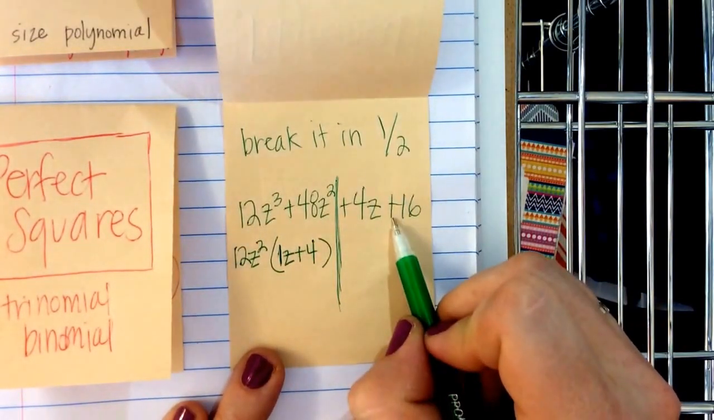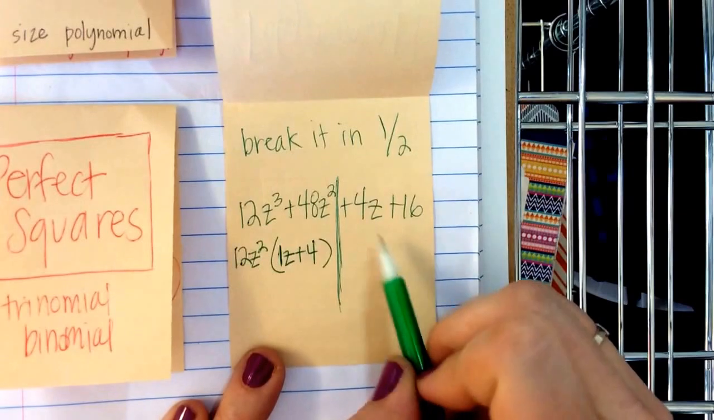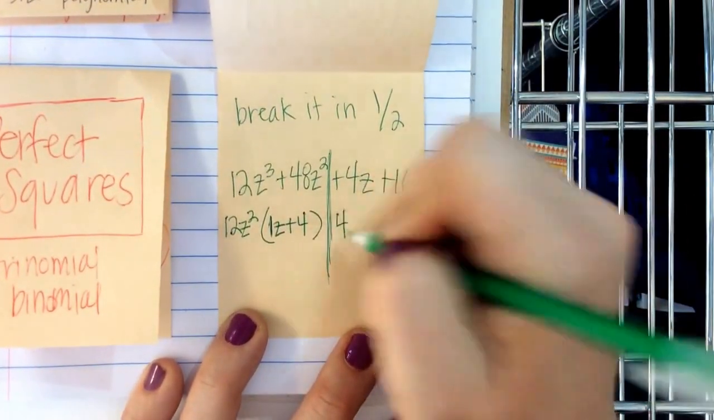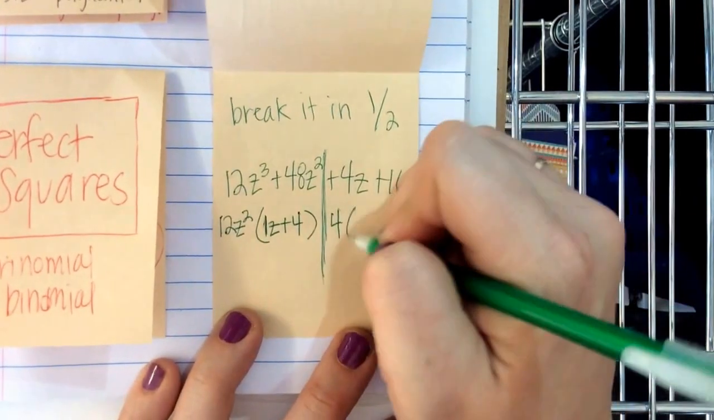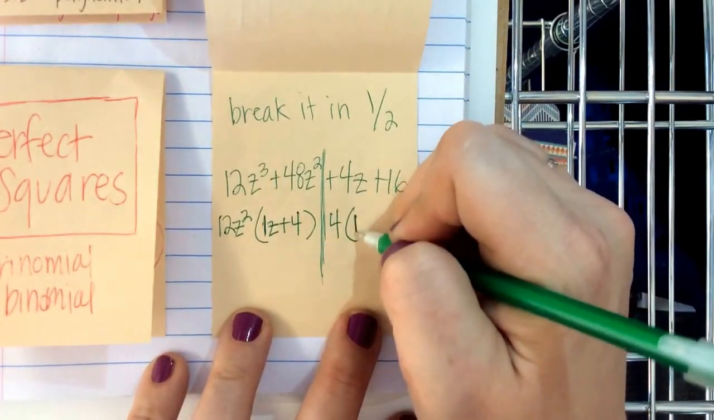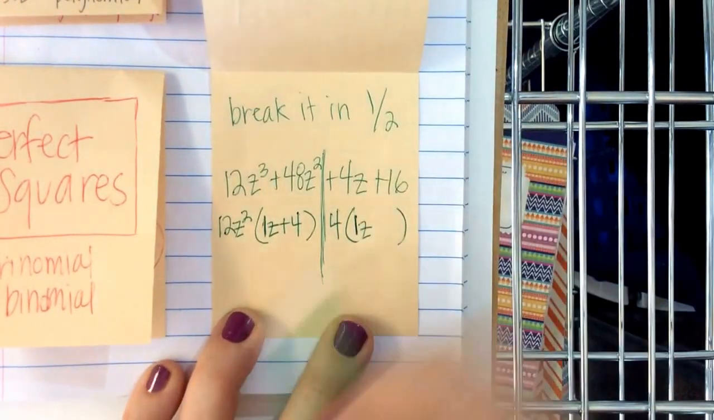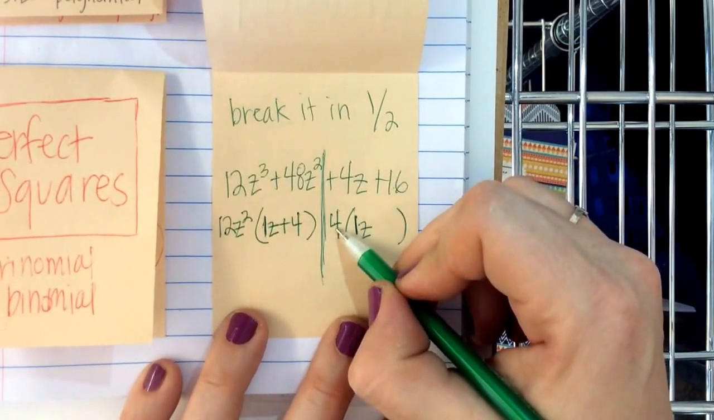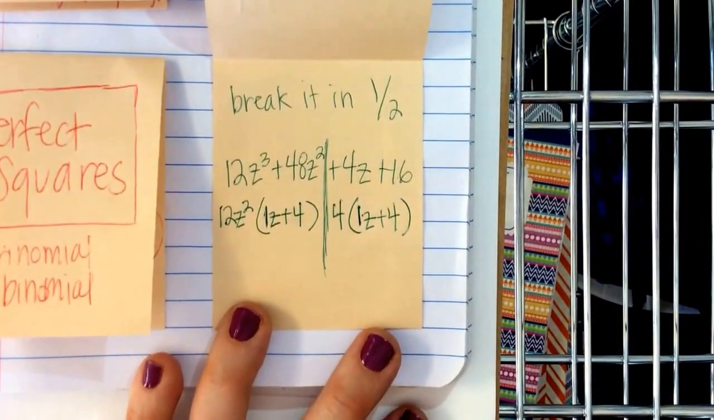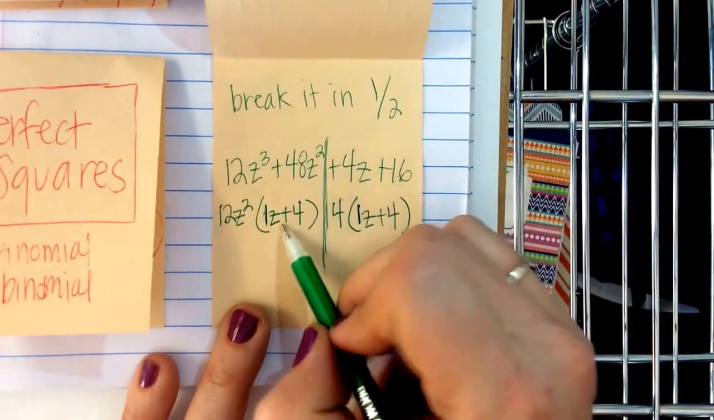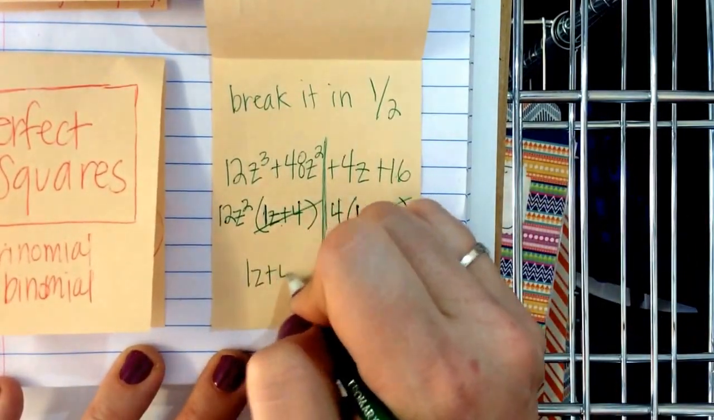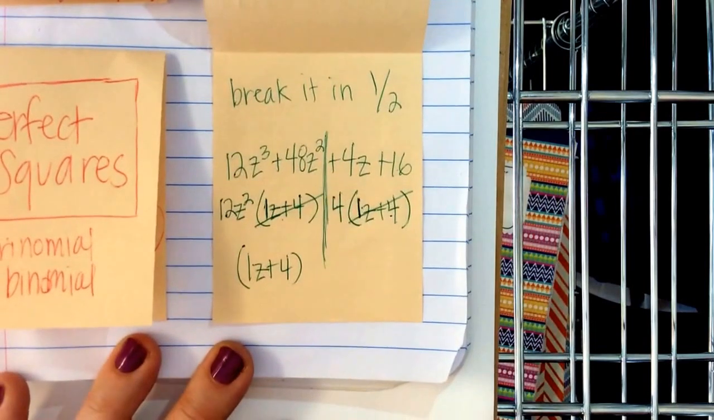Then I look over here. I did the first half, now I go to the second half. What do 4z and 16 share? Anything else? 4 divided by 4 is 1z. 16 divided by 4, so I put plus 4 because it's positive. Did this work out? Yes, because the parentheses should match. I take those out. Is that my answer?